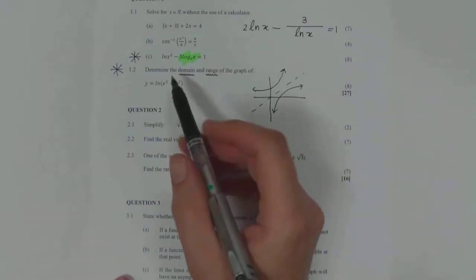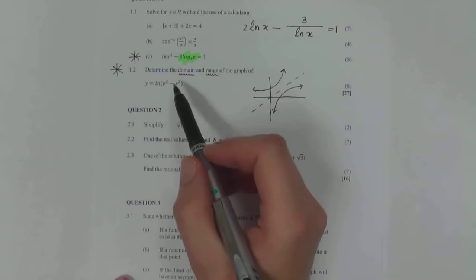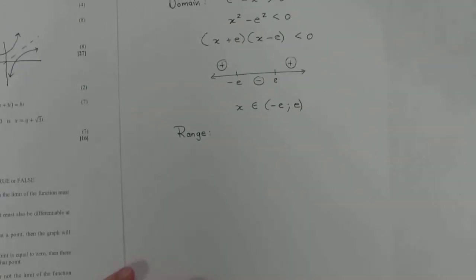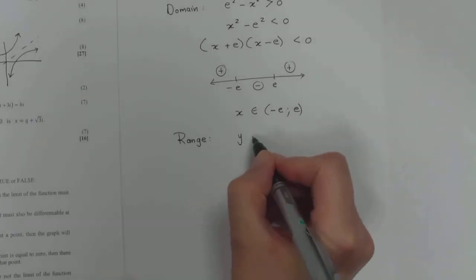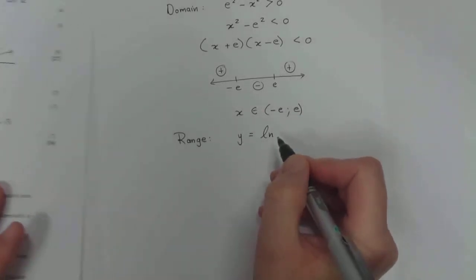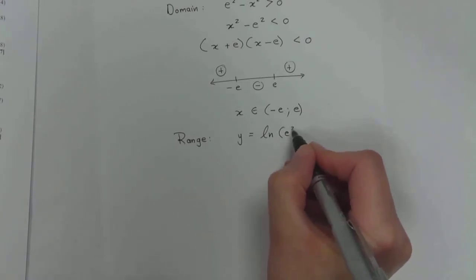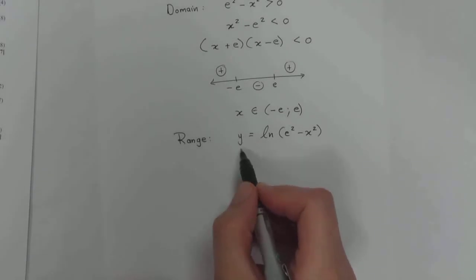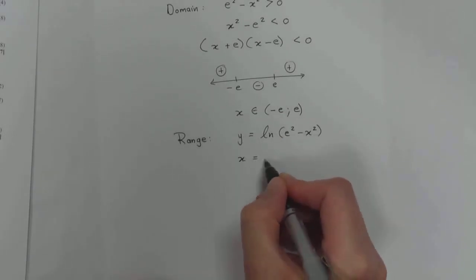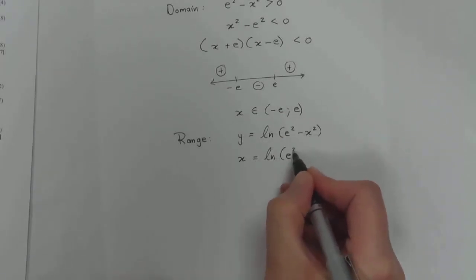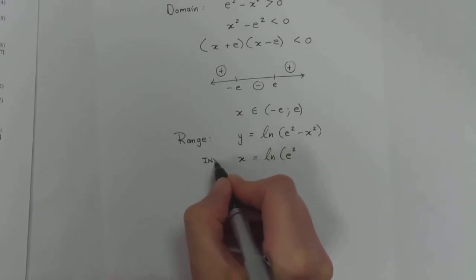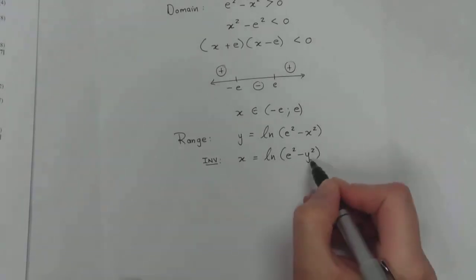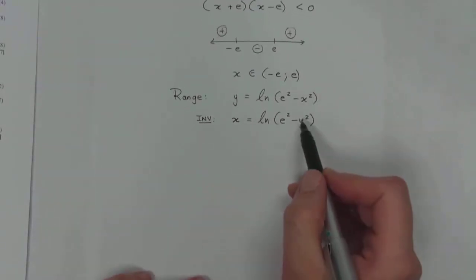So I'm quickly going to change this into the inverse function, and there's a very good reason for this. So let's do that first. If y is equal to the ln of e squared minus x squared, then inverse means I change y to x, so that's my inverse, and I change x to y. Now I need to make y the subject of the formula to get that inverse function.